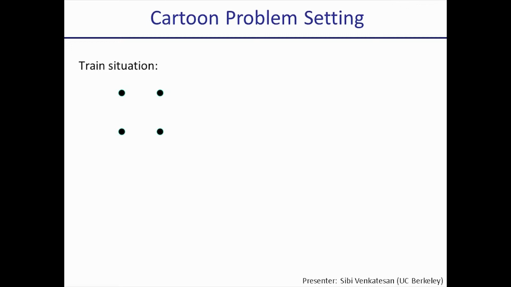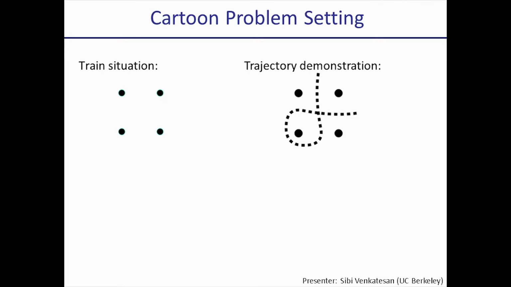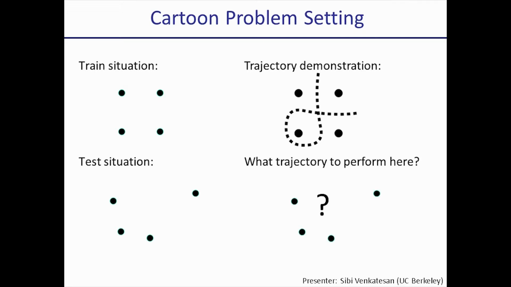This is, say, a point cloud of our training situation. It has 4 points here, but it can have as many other points as you'd like. And this is our demonstrated trajectory, which is adapted to this particular point cloud. Now the robot is presented with a new point cloud with the points moved around a little bit. What does it do here?